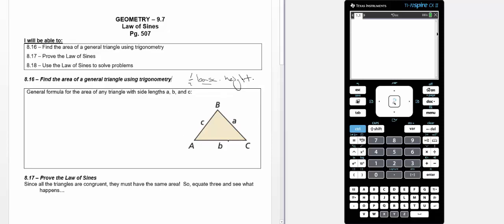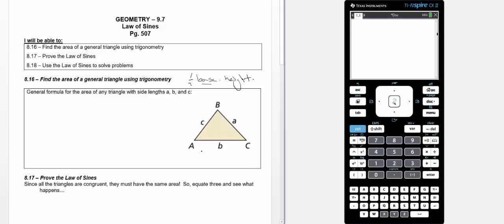So here's a triangle, and I've labeled the angles as capital letters A, B, and C. The convention is that the sides across from those angles are the lowercase versions. So opposite angle A is lowercase a, opposite angle B is lowercase b, and opposite angle C is lowercase c. If I want to find the area of this triangle, I need to choose a side to be a base, and then somehow construct or derive what the height needs to be.